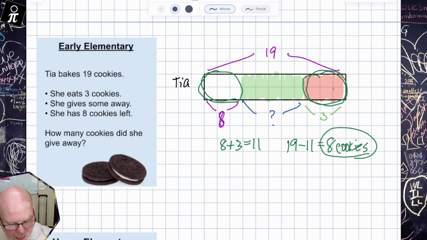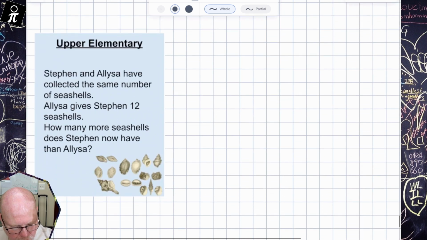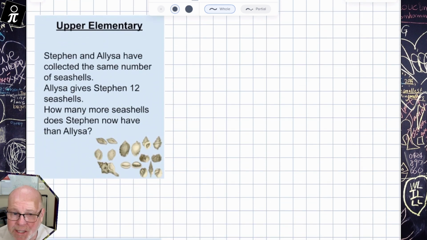That's okay. And now moving down to the upper elementary, we have Stephen and Alyssa. They have collected the same number of seashells. Alyssa gives Stephen 12 seashells. How many more seashells does Stephen now have than Alyssa?